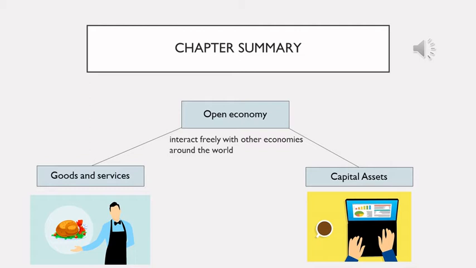An economy can be a closed economy or an open economy. An open economy means the economy interacts freely with other economies around the world. On the other hand, a closed economy does not interact with other economies in the world. By interact, we mean that countries interact with each other through buying and selling goods and services in the world product market, as well as buying and selling capital assets in the world financial markets.